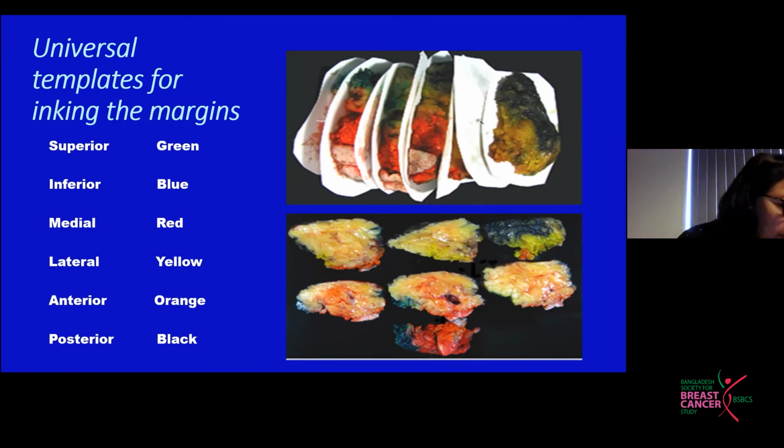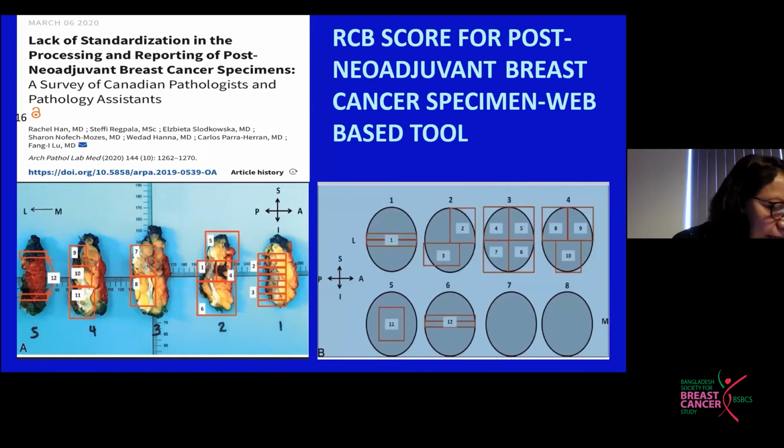So here is a recent paper published by Canadian pathologists and pathologists' assistants last year in March. They have proposed a revised grossing technique for post-neoadjuvant breast cancer specimens. There is a standardized guideline for residual cancer burden, called RCB. The RCB score is a clinically validated, easy to use web-based tool, and more accurate specimen sampling is very crucial to get a reproducible result.